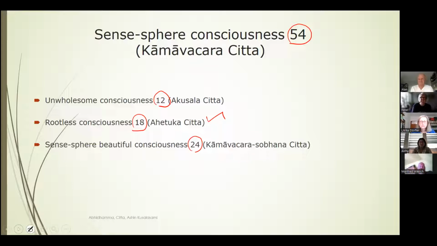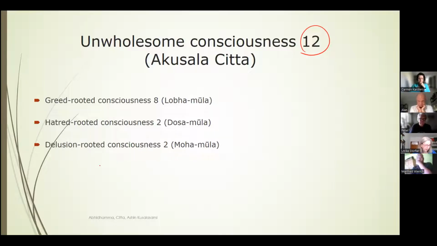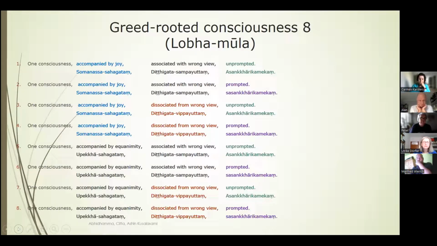So let us see these 12 that we have already discussed. Out of these 12 unwholesome consciousness, Akusala Ceta, there are 3 categories again. 8 greed-rooted consciousness, in Pali Lobha Mula, 2 hatred-rooted consciousness, Dosa Mula, and 2 delusion-rooted consciousness, Moha Mula. And this is 8 greed-rooted consciousness. If you want to remember easily, you have to divide it into 3 parts.